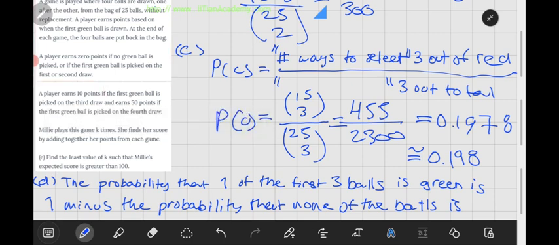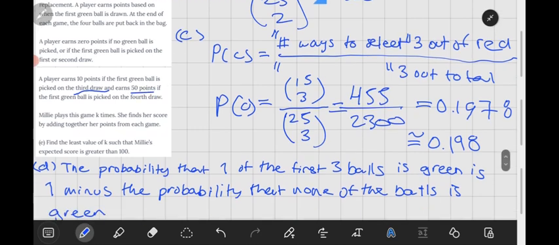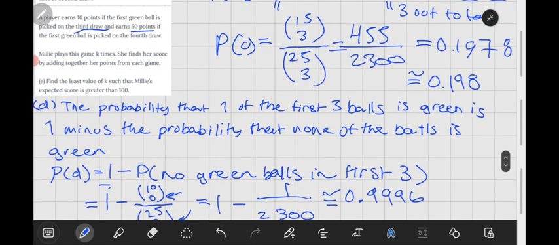Okay. A player earns 10 points if the first green ball is picked on the third draw, and earns 50 points if the ball is picked on the fourth draw. Now, Millie plays this game K times. She finds her score by adding together her points from each game, of course. Now, for question E, we're asked to find the least value of K such that Millie's expected score is greater than 100.